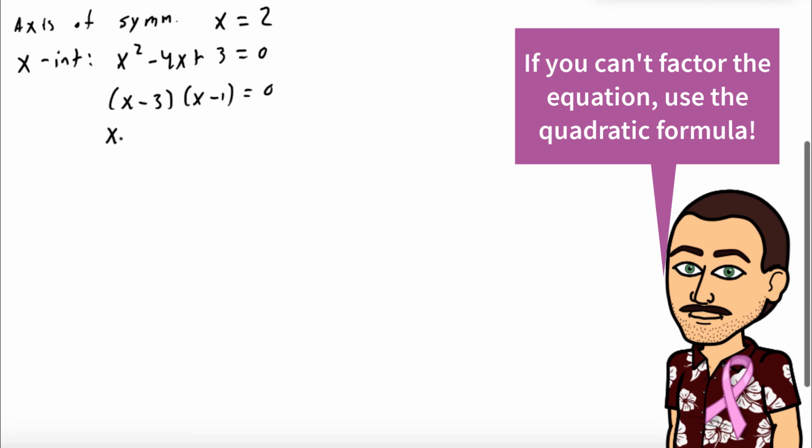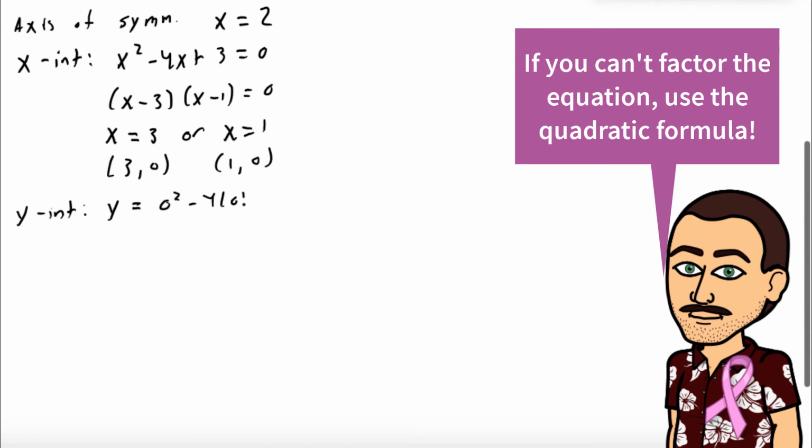So that tells us that x is equal to 3 or x is equal to 1, right? Because we have the product of two things give us 0, so one of them is 0. So our x-intercepts are 3, 0, and 1, 0. And to get the y-intercept, we just substitute in x equals 0 and solve. It's just going to be the constant term from our function. So the y-intercept is 0, 3.